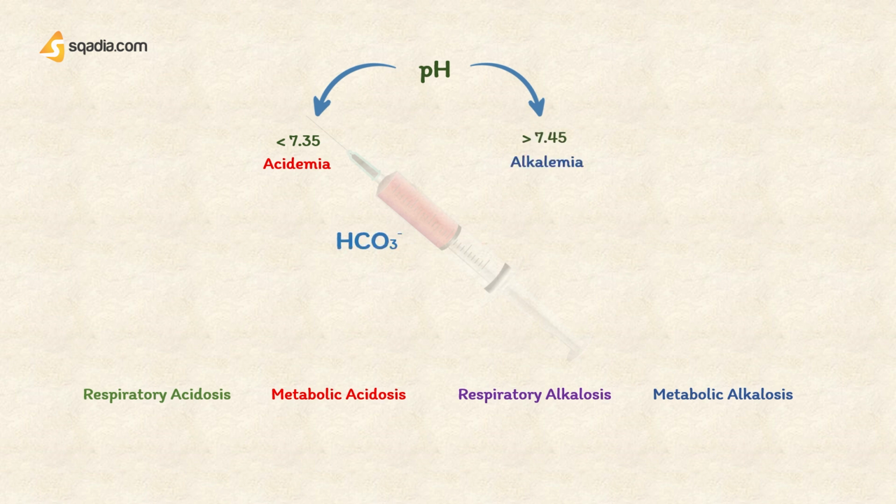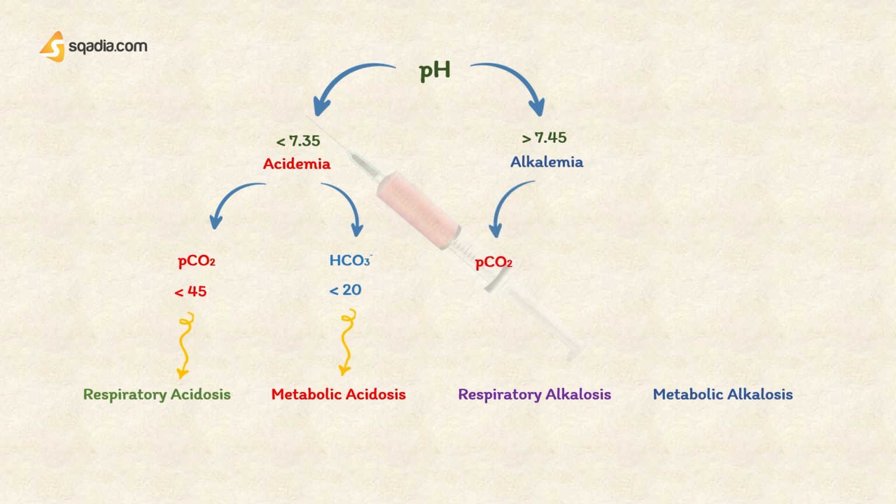Next, we take a look at the bicarb and carbon dioxide levels. If there is an acidemia and the partial pressure of carbon dioxide is less than 45 millimeter mercury, this is a respiratory acidosis. And if there is an acidemia and the bicarb levels are less than 20 milliequivalents per liter, we are looking at a metabolic acidosis.